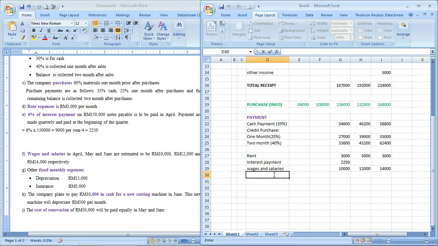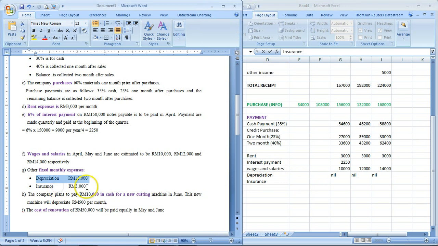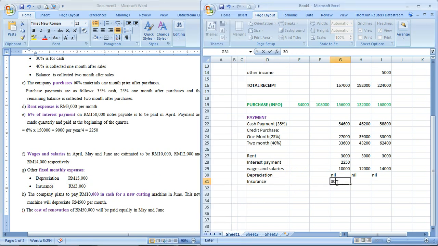But if you want to do so, yes, I allow it. But remember, you have to put a dash, NA, NA, NA. That means no amount can be put in the cash budget. If you do so, I can give you 1 mark. It shows that you understand. Better to put nil, that means 0, and not include it. Next is insurance: 3,000 is a monthly payment.